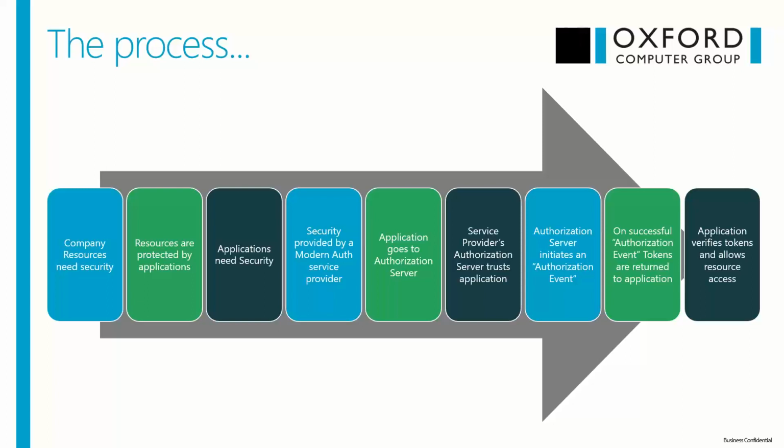An application then will go to the authorization server that's part of the service provider. And as long as there's a trust there with that application, then the authorization server initiates some type of authorization event. It can be based on the data that it has. It can be based on, like with B2C, the user journey, the custom profiles that you've created. And when those are successful, tokens are then returned based on the data that it gets. And then the application can look at those tokens and allow resource access.